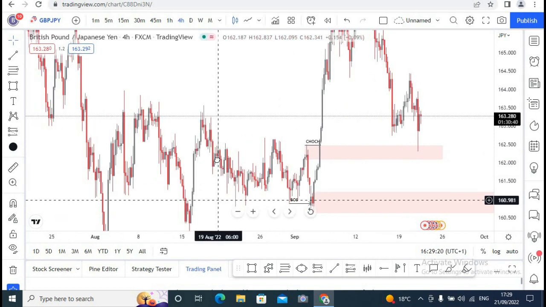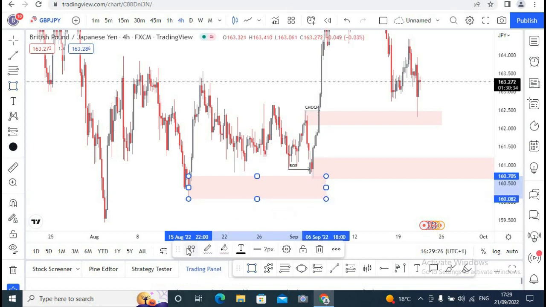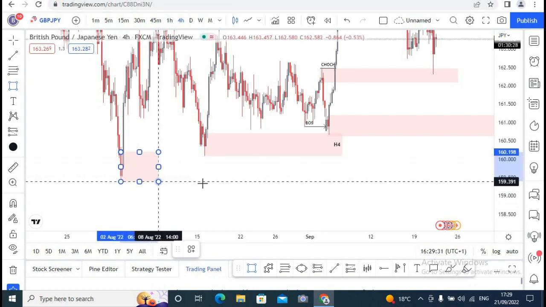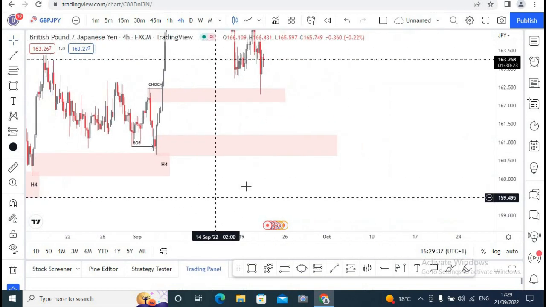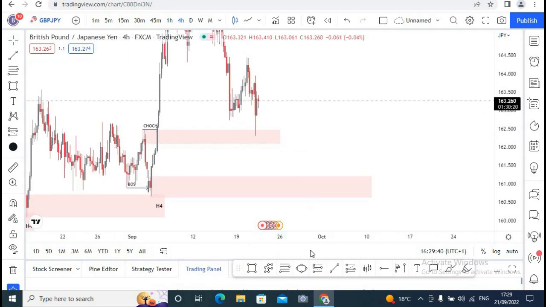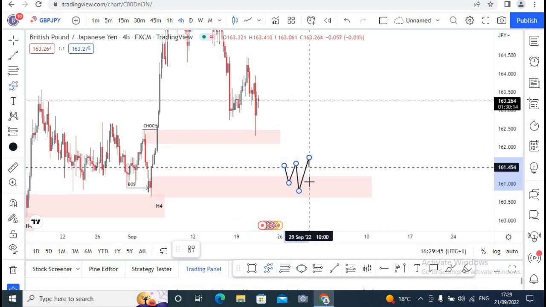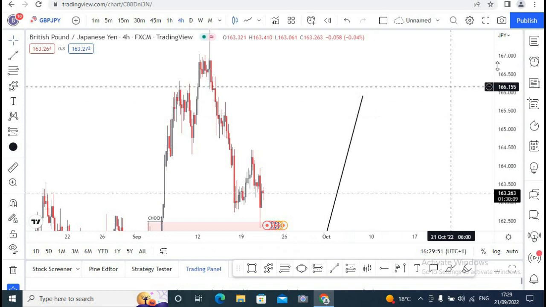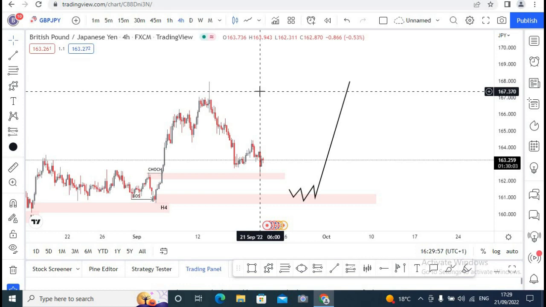As you can see, they did mitigate this demand level, the bullish engulfing candlestick, nicely right here. So they were mitigating this zone nicely. So I'm expecting them to come back to this one right here, and then we can get a nice change of character in 15 minutes time frame. Then we can expect the price to continue going to the upside, if they continue going to the upside right there. So that's how you do your trading plan in your day trading.